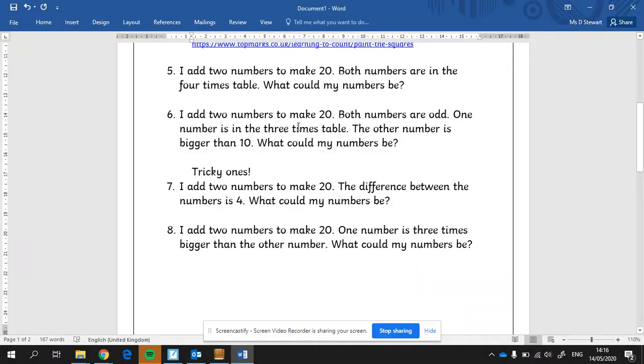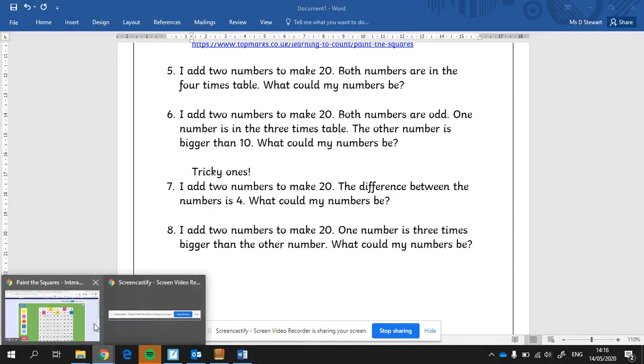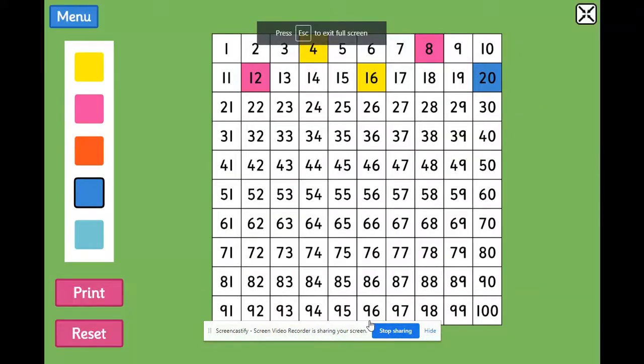I add two numbers to make 20. Both numbers are odd. One number is in the 3 times table and the other is bigger than 10. So there are more clues for this one. So odd numbers in the 3 times table, and one of the numbers is bigger than 10. So lots of things to think about there.